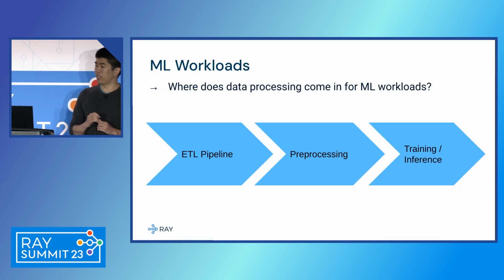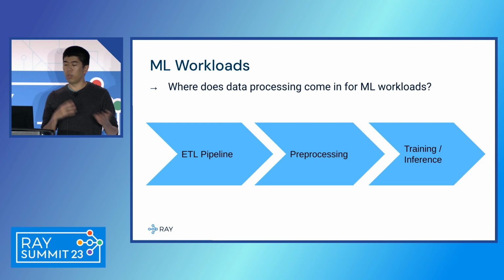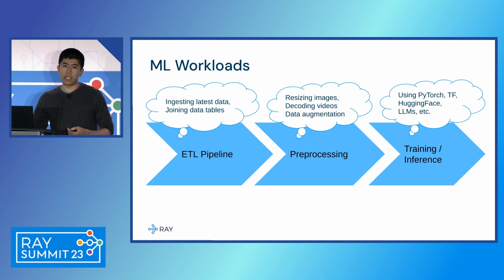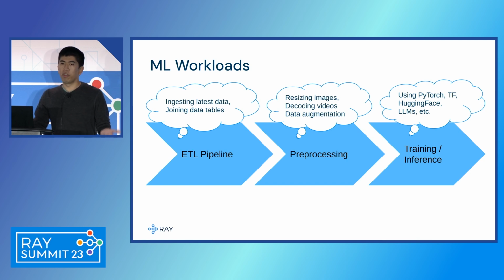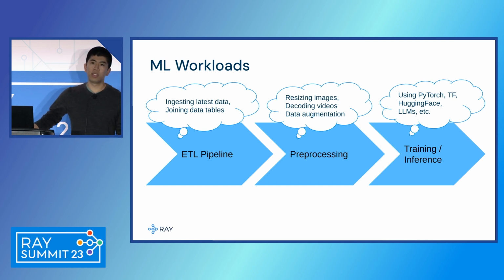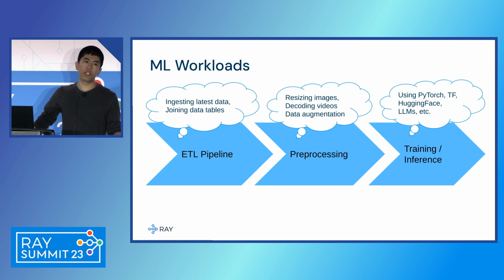So a bit about ML workloads and data. Clearly data is ubiquitous across ML workloads. But the way I like to think about the ML lifecycle is that there are three steps: the ETL phase, and then preprocessing and training. This is how you get your data to your ML workflows. Concretely, the ETL step involves things like ingesting the data at your company, joining data tables, and so on. Preprocessing involves preparing your data for training, which might involve resizing images, video decoding, data augmentation, things like that. And then finally, you have to do your actual training, which might involve leveraging your favorite ML framework like PyTorch, LLMs, and so on.